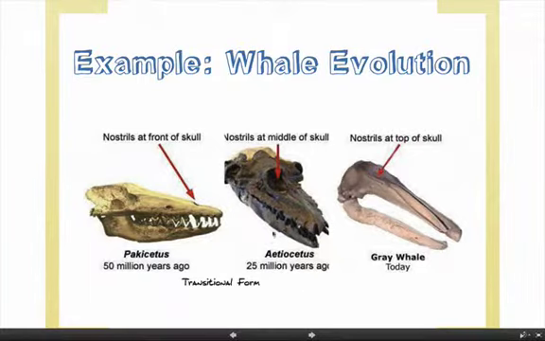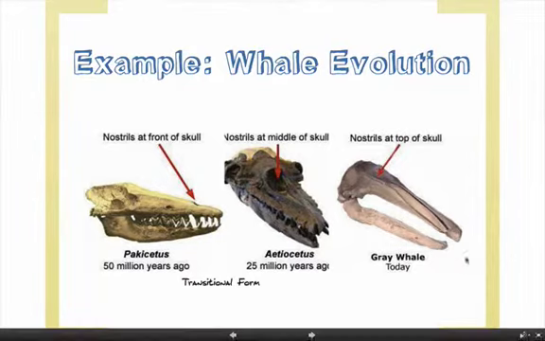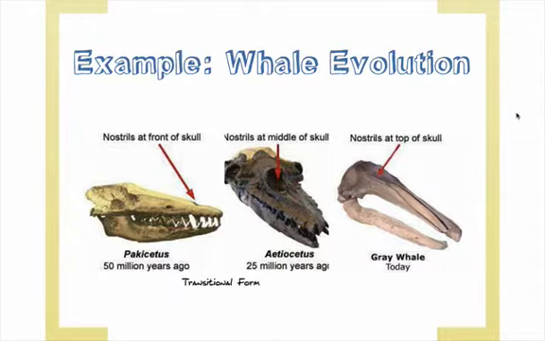Then, 25 million years ago, we see that the nostrils are in the middle of the skull. Right? So they didn't have to stick their whole mouth out of the water, just a little bit of it so they could breathe. Today, the gray whale, the blowhole, the nostril, is at the very top of their head. So they didn't even have to bring their mouth outside the water. They can pretty much just stay underwater submerged, and a tiny little bit of them has to breach the surface of the water.